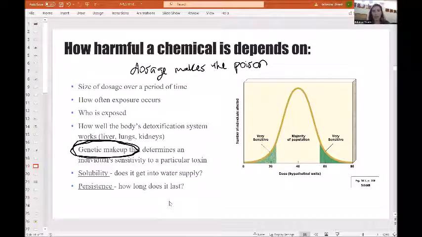The last things to look at when considering the risk of a particular chemical is, how soluble is it? Does it easily enter our water supply? Is it water soluble? And once it's there, how long does it last? If it's only there for 20 minutes and then decomposes, that's probably not going to be as risky as a chemical that could stick around for weeks, months, or even years.